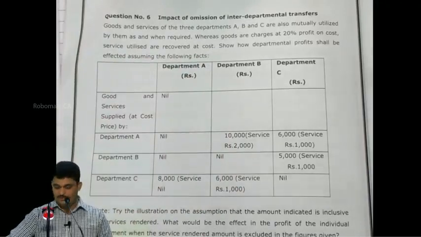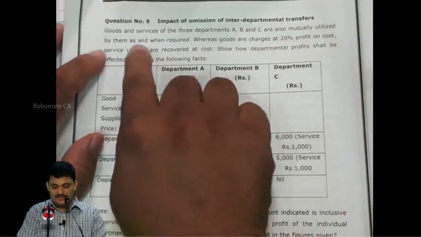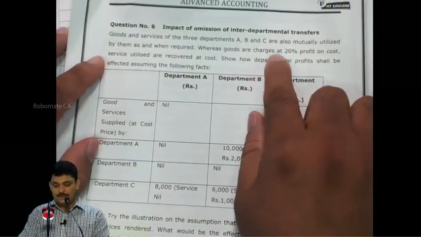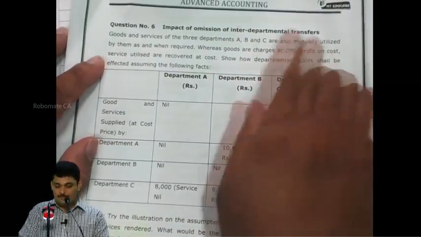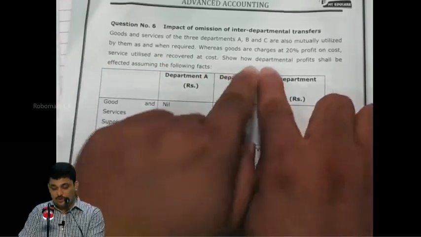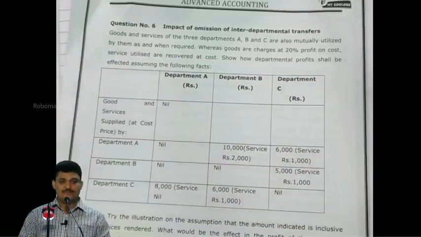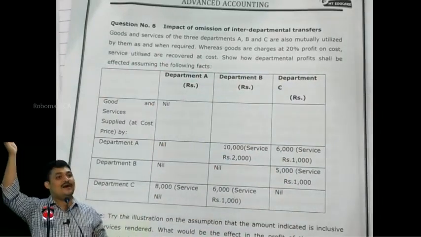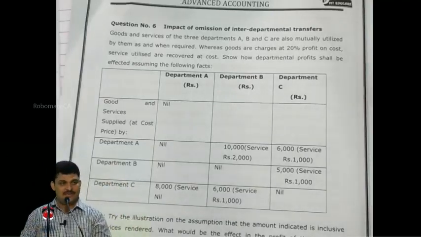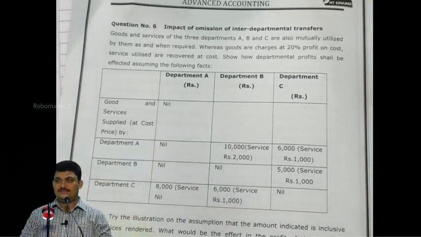Are you following this? A, B, C have mutual transactions, and goods are transferred at 20% profit on cost, but services utilized are recovered at cost. The question is, show how departmental profit shall be affected, which means whether it will increase or decrease by accounting for the interdepartmental transaction.